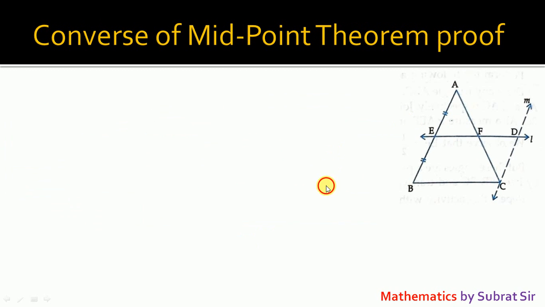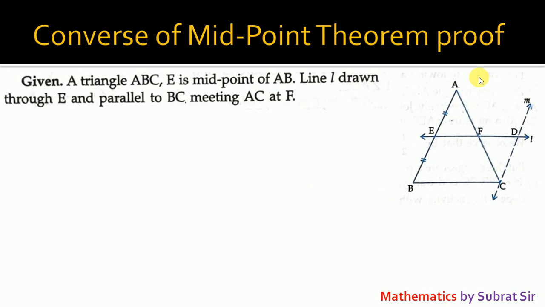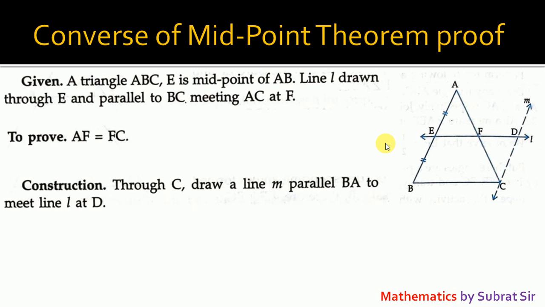Okay. So what is given? Given a triangle, E is the midpoint of AB, and a line drawn through E parallel to BC. So this line is drawn parallel to BC. So it meets the AC at point F. Okay. So now what we have to prove? We have to prove AF is equal to FC, so that we can prove that F is the midpoint of AC. Okay. Then we have to do some constructions.